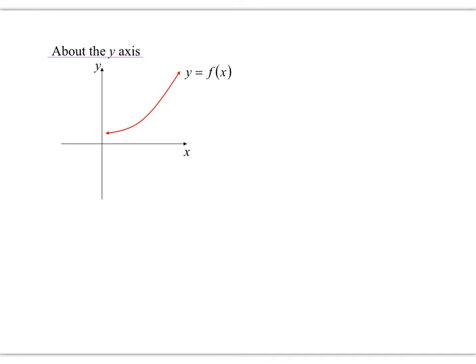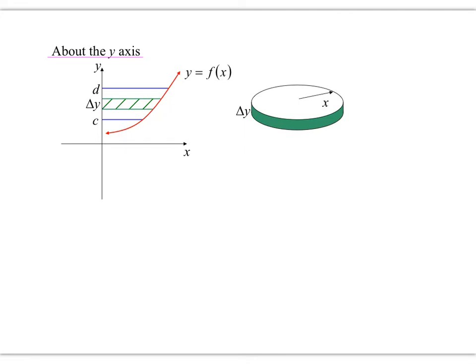About the y-axis is going to be around the vertical axis. We won't call it A and B, just for the sake that we looked at A and B in the last one, so we'll go from C up to D. A very thin strip we'll call delta y in this case, because it's a very small change in the y direction. So our very small disk is going to look like this.